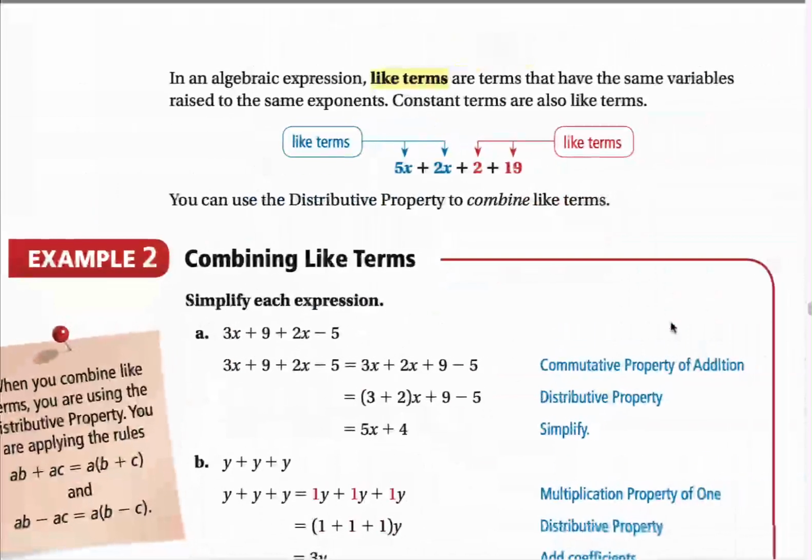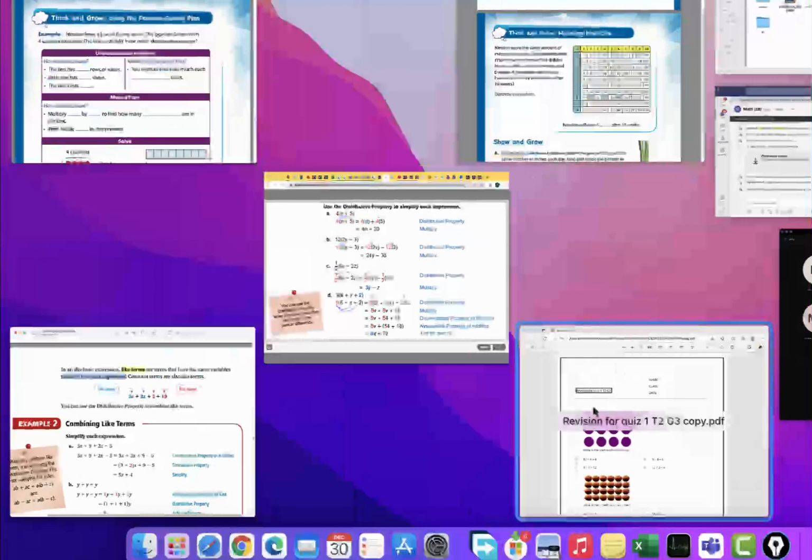Okay, now my heroes, we have something called like terms. This is very important here. What do we mean by like terms? Like terms are terms that have the same variables raised to the same exponents. And of course, constants are also like terms. As you see here, we have 5x plus 2x plus 2 plus 19. So 5x and 2x are like terms. 2 and 19 are like terms. We can use distributive property to combine like terms, to add them or subtract them. Let's see an example for this.